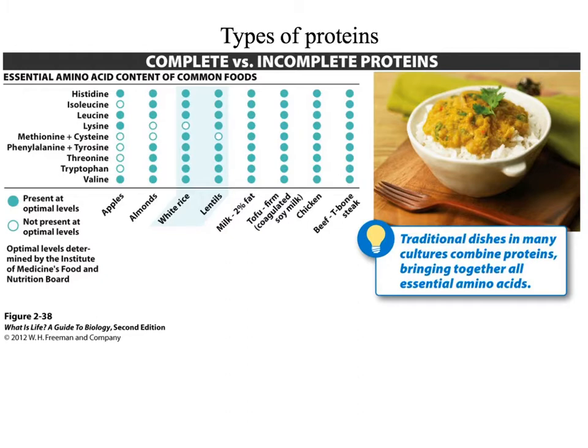A complementary set of proteins are going to be two or more foods that we can eat together to get all the essential amino acids that we need. So in this case, we see that white rice and lentils are complementary proteins. White rice by itself is missing the amino acid lysine. Lentils by themselves are missing methionine and cysteine. If we put these two together, though, we get the full set of essential amino acids that we need.